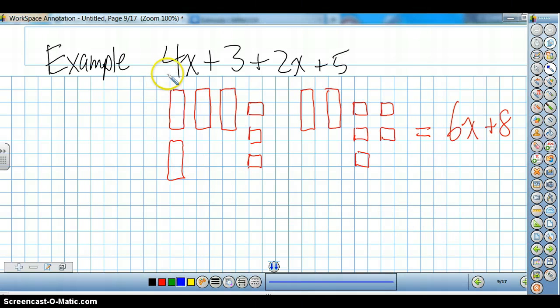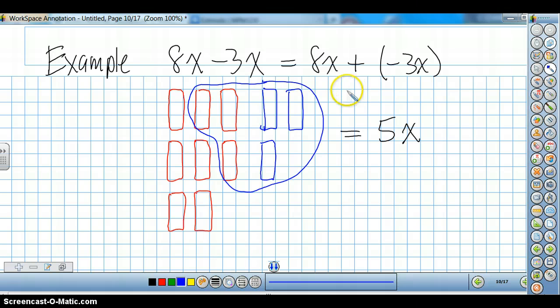Next example, a little bit scrambled: 4x, 4 red skinny tiles, plus 3 of the small red ones, plus 2x, 2 skinny red ones, plus 5 of the small ones. So then all I do is just add them all up. 4 plus 2 over here, I have 6x, and then I count up all the small red squares, and I have 8. Okay.